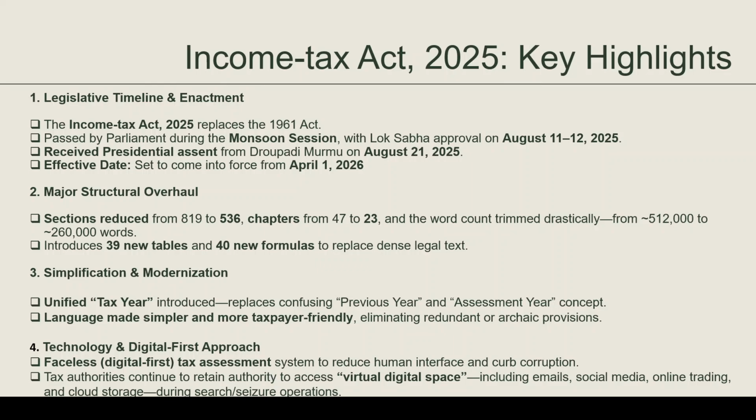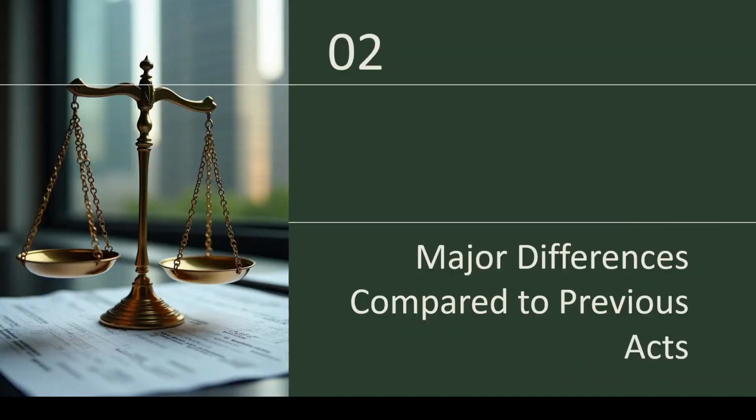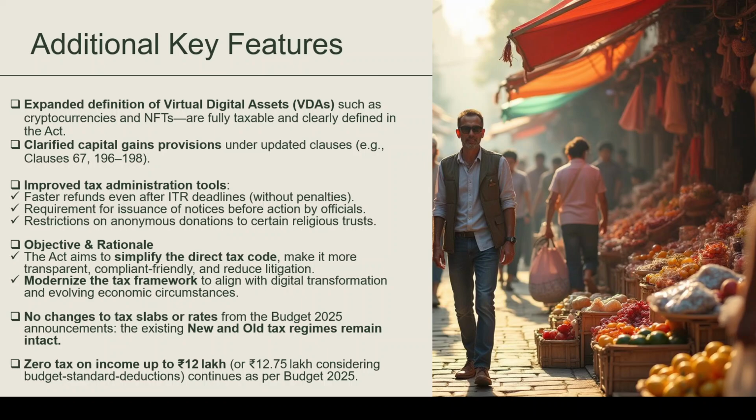So now we have to be very vigilant while posting anything on our social media, while exchanging emails, online trading, and about what we have in our cloud storage, because these can be checked by the tax authorities while doing search and seizures. Further, what are the major differences compared to the previous act?